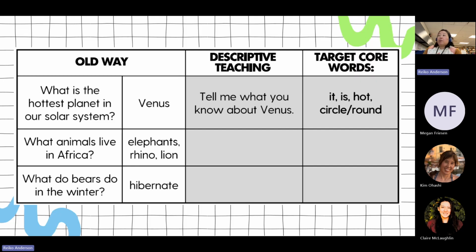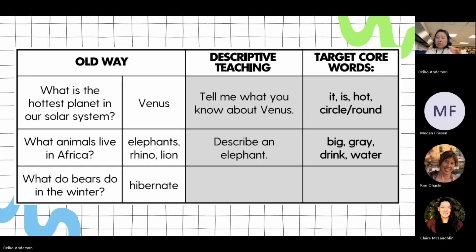So it used to be that we would say, what animals live in Africa? And we might say elephants, rhino, lion, rhinoceros, whatever. But if we twist that on its head, we're going to say, describe an elephant. And somebody might say, it's big, it's gray, it drinks water. I don't know that the fact that the elephant lives in Africa is the most important part of an elephant. They also live in Asia, but I don't know if that's the most important part of an elephant conceptually. I think there's so many more interesting things about the elephant.